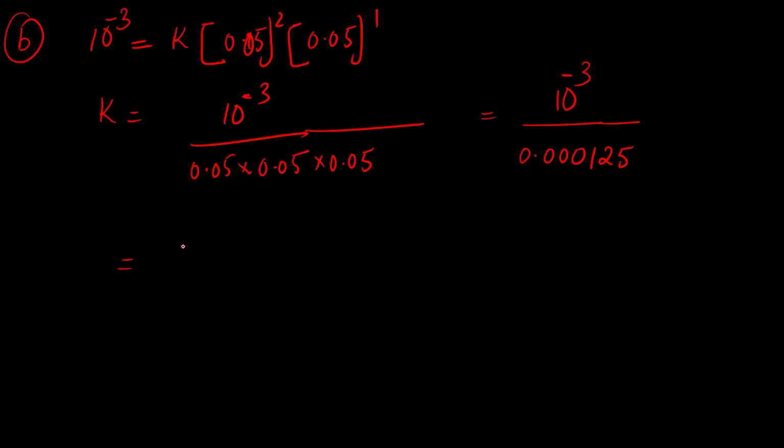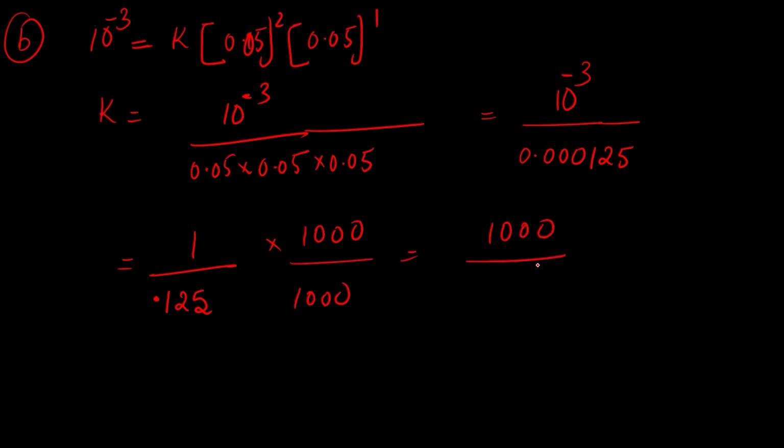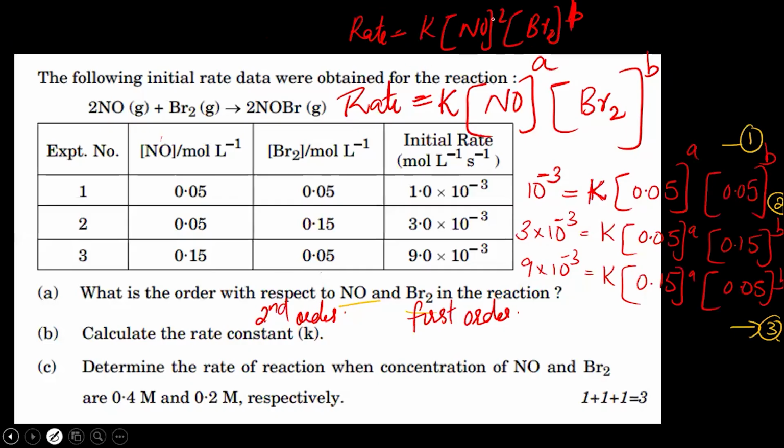So you'll be getting 1 divided by 0.125. Yes. So what you have to do, next step, you have to multiply it by 1000 by 1000. You will be getting what? 1000 by 125. That is 8. The value is 8. And since it is overall a third order reaction, 2 plus 1, right? 2 plus 1, it is a third order reaction.